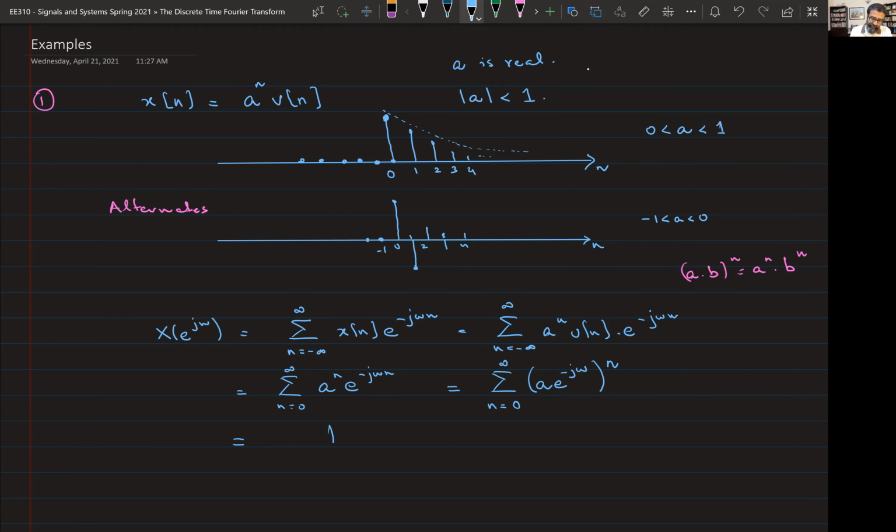So this is nothing but an infinite series. This is equal to 1 upon 1 minus a e raised to power minus j omega. And remember, there's a note here, which is that the series actually converges, or the sum converges. Why does it converge?